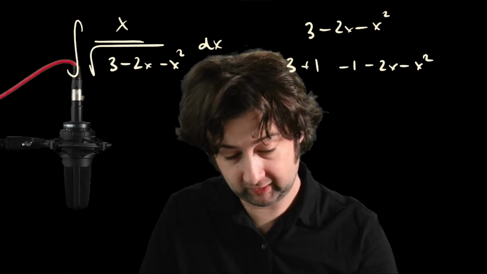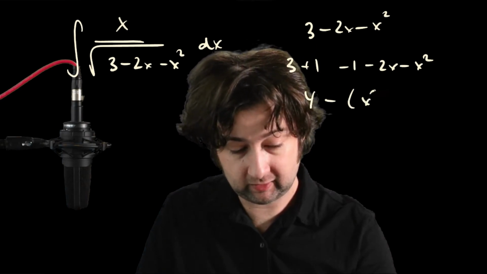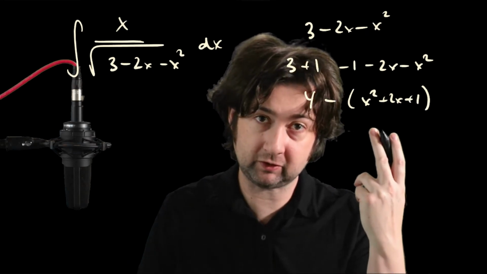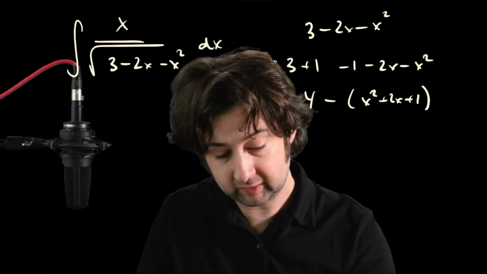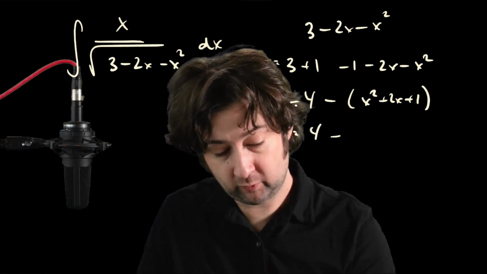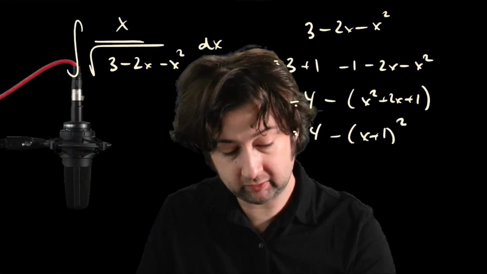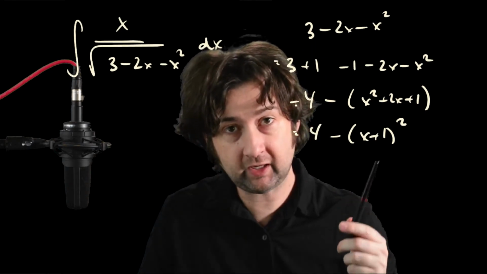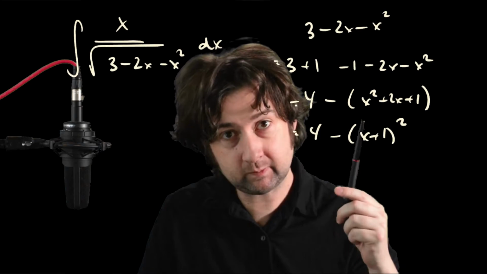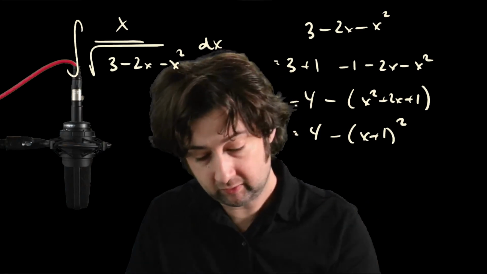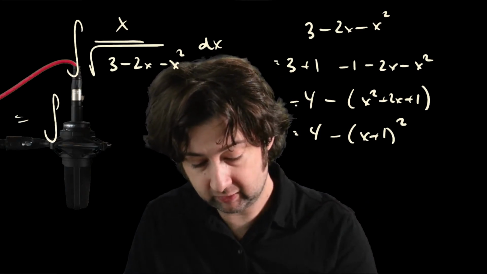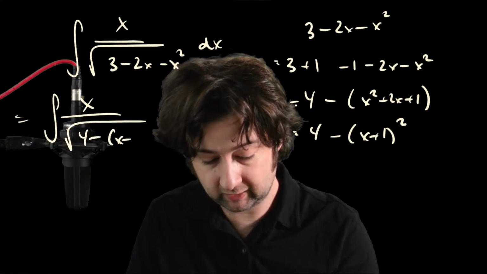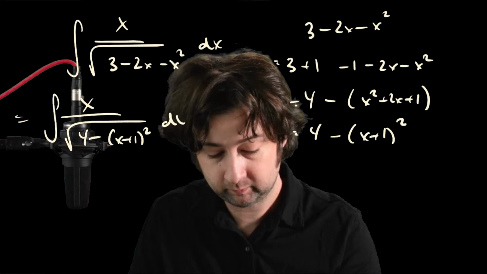Now, how do I notice that? Well, if I take out a negative sign, I get x squared plus 2x plus 1, and that's a pretty standard perfect square form, so that this entire expression is 4 minus (x plus 1) squared. And that's almost what I want. It's still not x squared. It's x plus 1 squared. So this integral is the integral of x over the square root of 4 minus (x plus 1) squared dx.